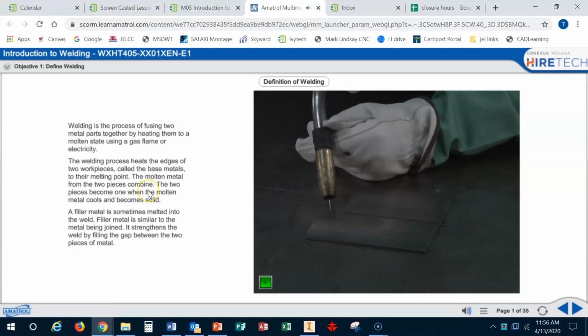A filler metal is sometimes melted into the weld. Filler metal is similar to the metal being joined. It strengthens the weld by filling the gap between the two pieces of metal.